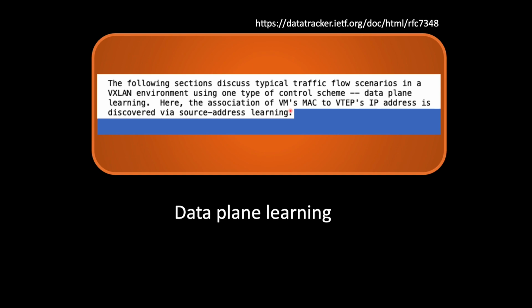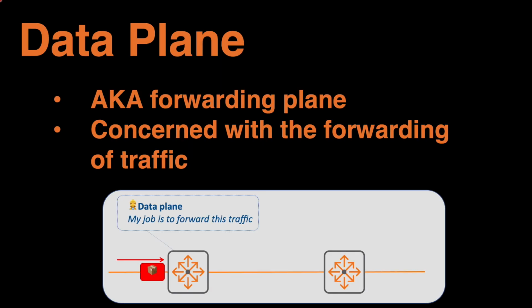But it calls it data plane learning. I think it's worth asking what's going on here. Why is it called data plane learning? And what are some of the problems with this? Because it's not the most efficient way to do these things. Data plane then. Now, this isn't a term specific to VXLAN. This is just a general networking term.